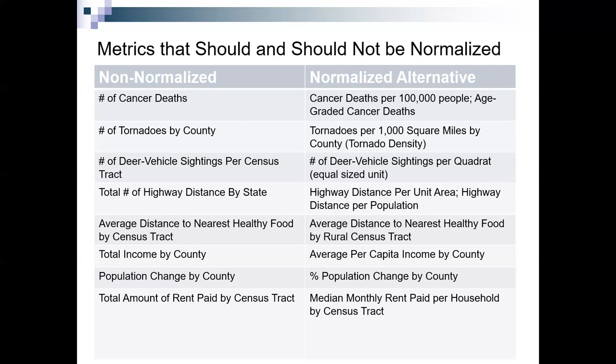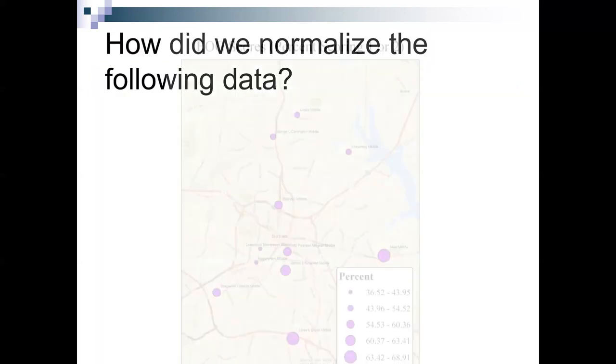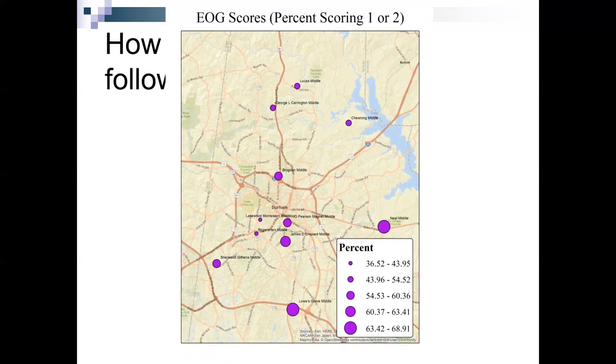And then things like total amount of rent, median monthly rent. Whenever we use the word medians or averages, that means it's been standardized. So we normalize the following data. So these are like EOG scores.